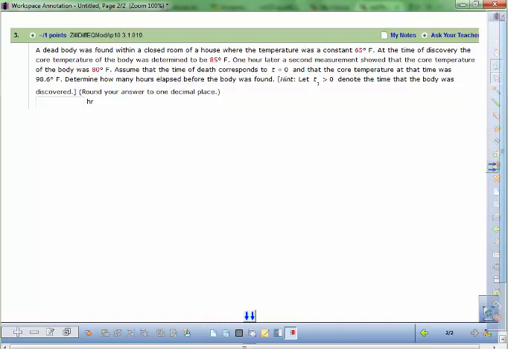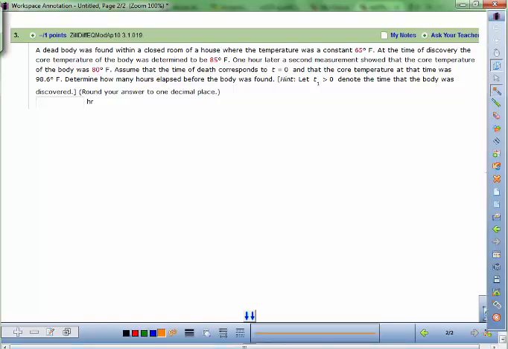So, they walk in and somebody looks at the body and says, oh yeah, the time of death is blah, blah, blah. So this is how they would compute it. It says, hint, let t1 be bigger than 0, denote the time the body was discovered. All right. So let's see if we can come up with some important information here.